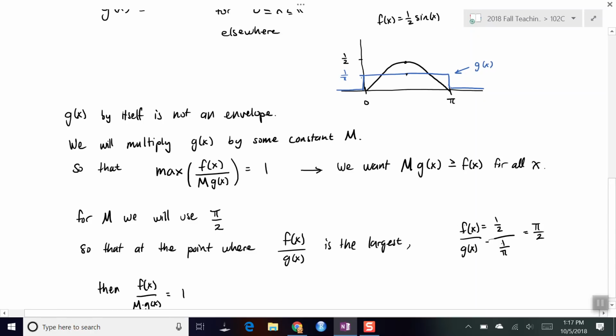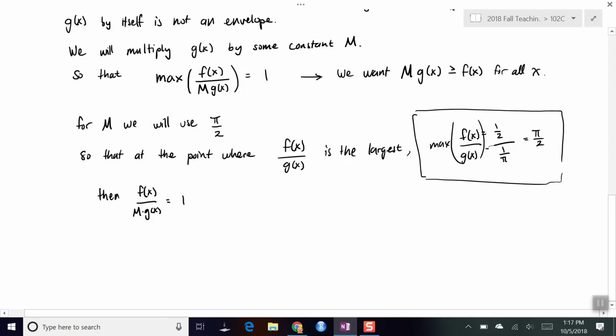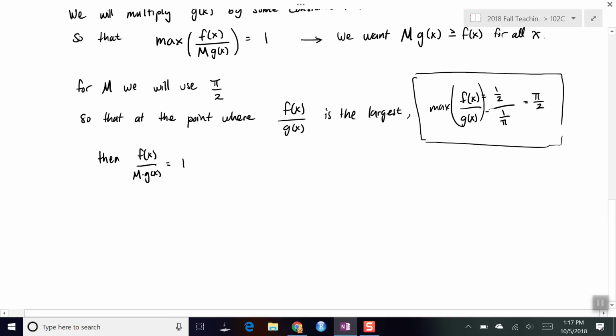So I should say the max of f of x over g of x is going to be pi over 2. Okay, so we set m equal to that, and now we have our envelope function.